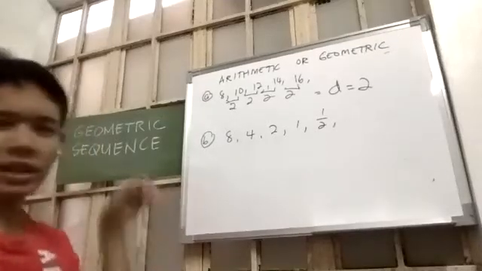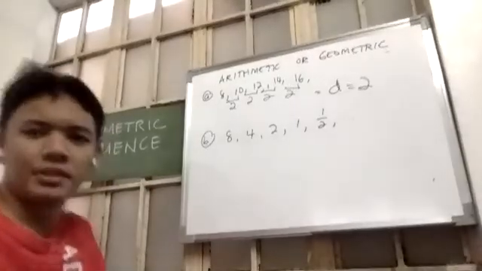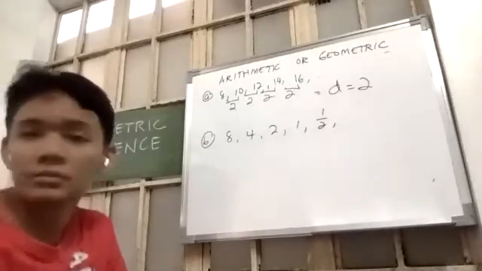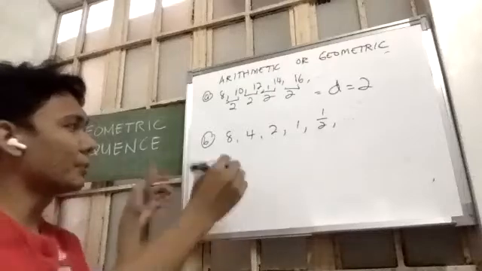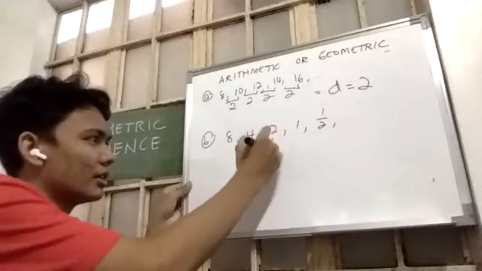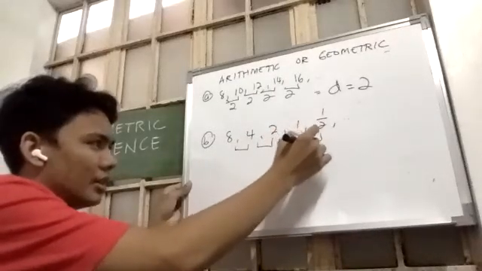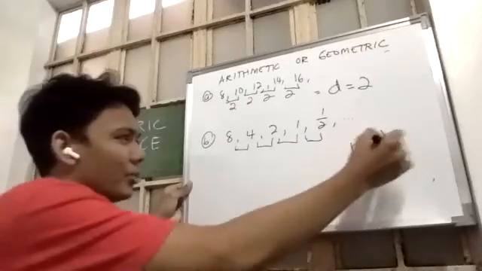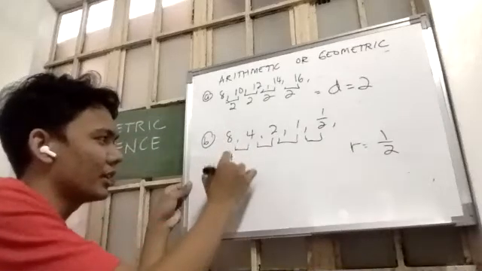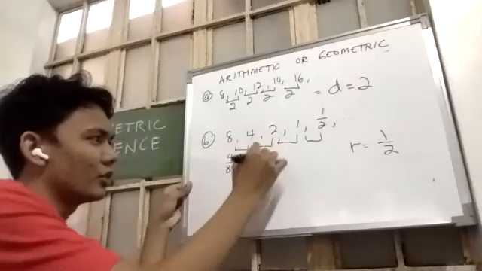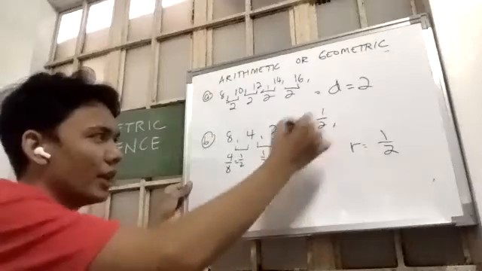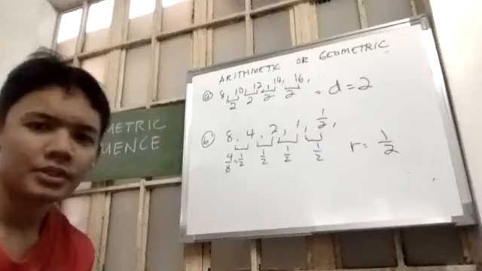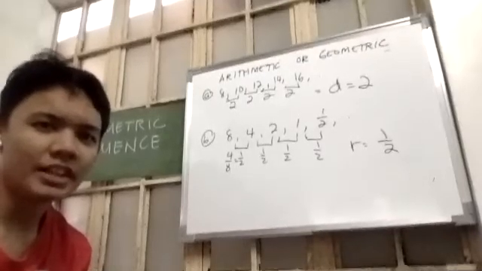Thank you. How about letter B? Geometric, sir. Paano siya naging geometric? 4 divided by 8 tsaka 2 divided by 4. Okay. So, ang ratio niya is 1/2. Very good. Paano naging 1/2? 4 over 8, 1/2 yan. 2 over 4 is 1/2 also. 1 over 2 is 1/2. 1/2 over 1 is 1/2. Therefore, yung ratio niya is 1/2. Ganun lang sa kadali.